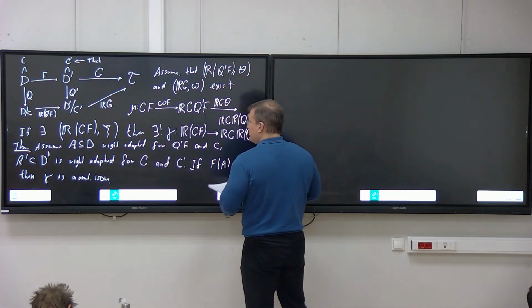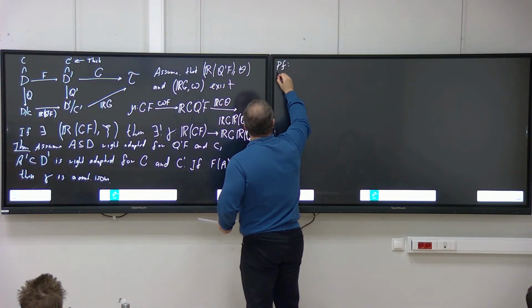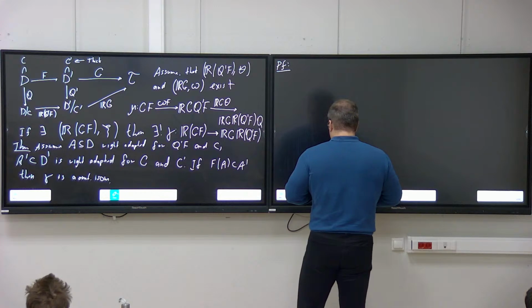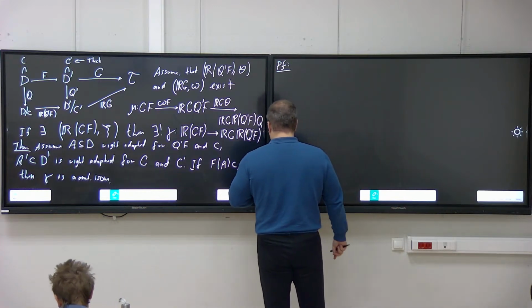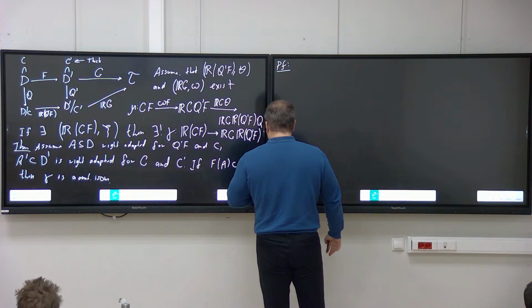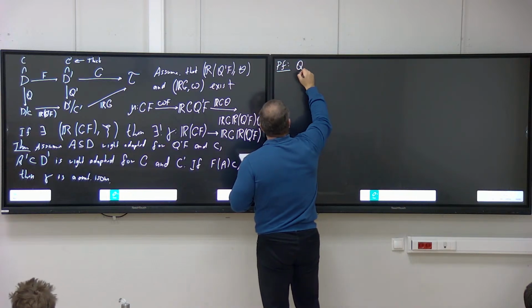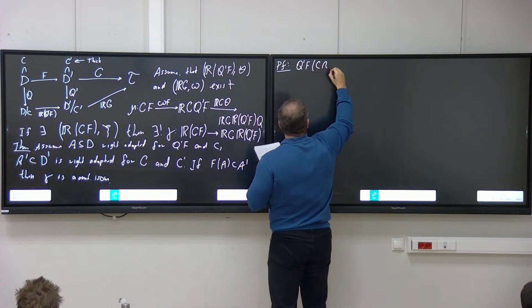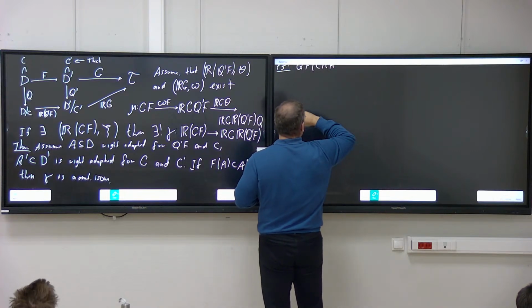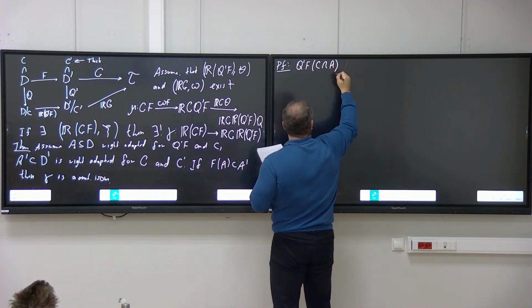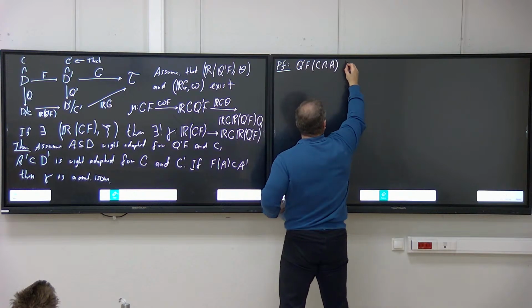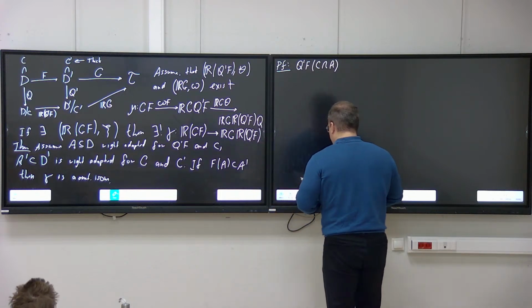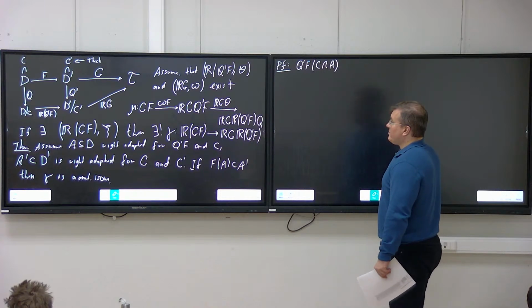Okay, so the proof is a little bit more elementary than the previous one, definitely shorter. So I start with some observations. Suppose I take the composition of Q prime and F and apply this to the intersection of C and A. What can we say about what happens if I apply this composition of functors to the intersection of C and A?